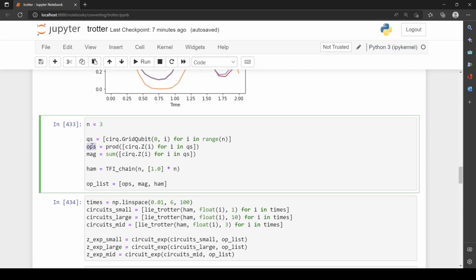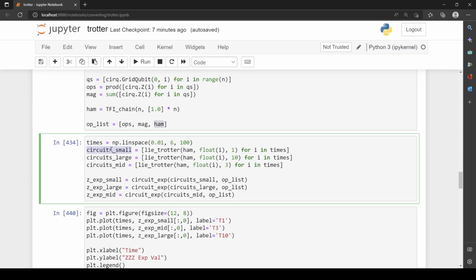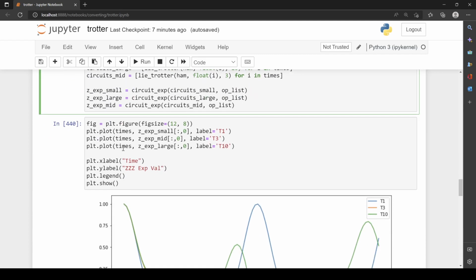So we have our product, the ZZZ operator. We have our magnetization, which is the sum of operators, and then we have our Hamiltonian, which we can also use as an operator, which will tell us the energy of the system. So once again, we create small, medium, and large Trotterization simulations. We can plot the following.